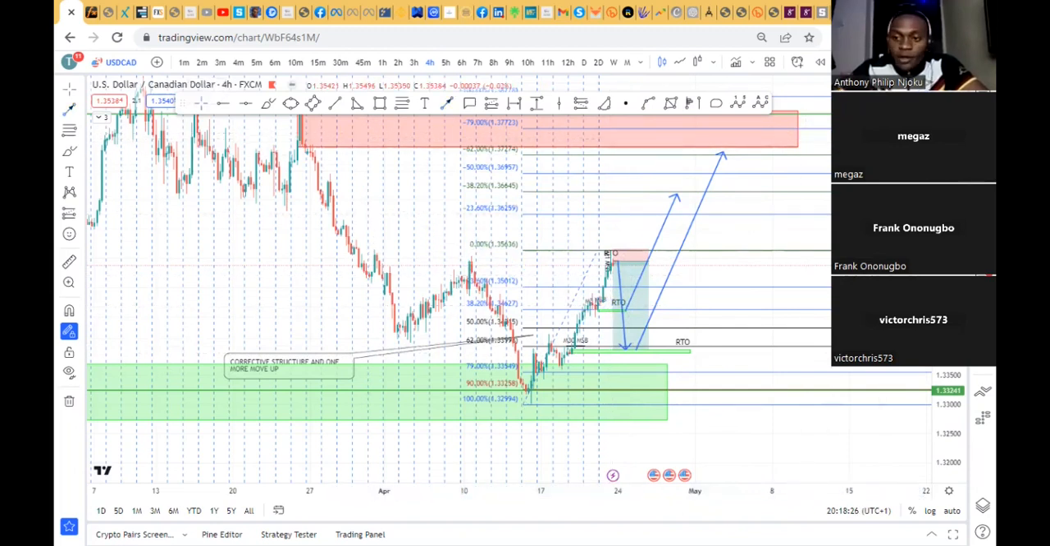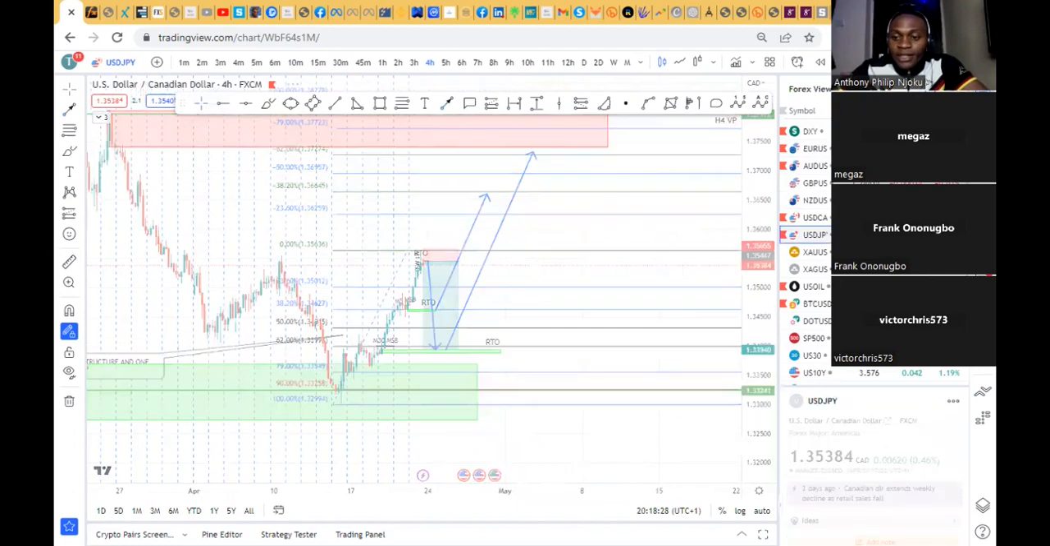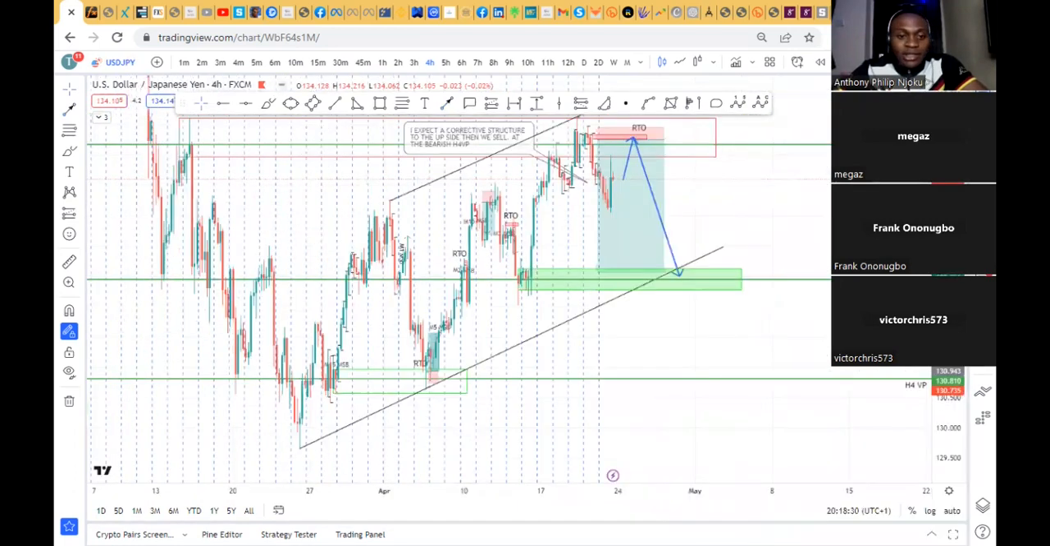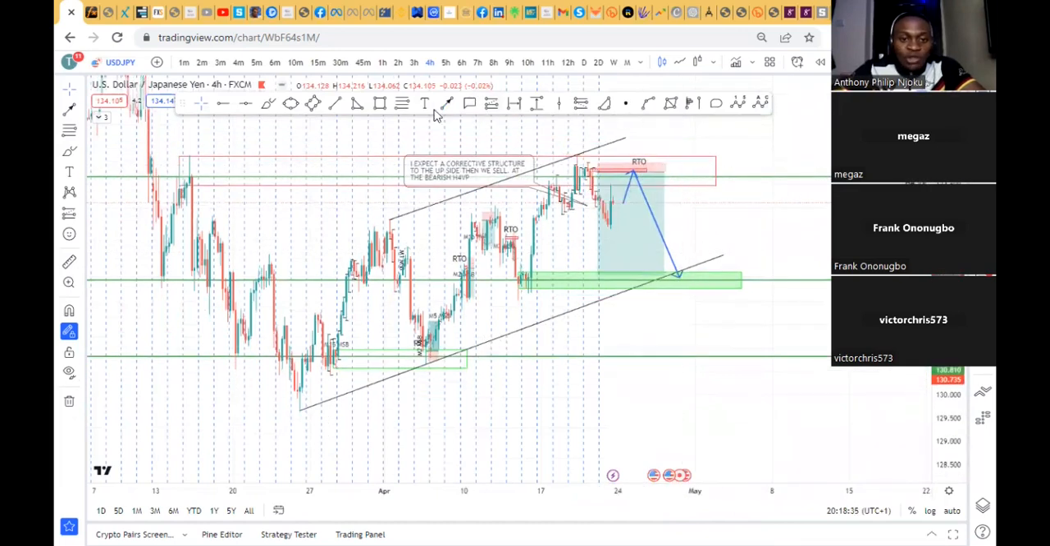Then the next on my list is USD Japanese yen. Man, this is another sweet and juicy trade. I like the structure. Then I expect a corrective structure to the upside. Then we sell at the bearish H4 validation point. To be honest with you, I like this structure.